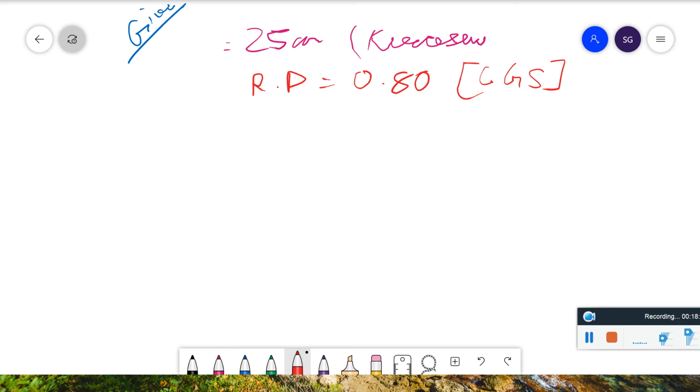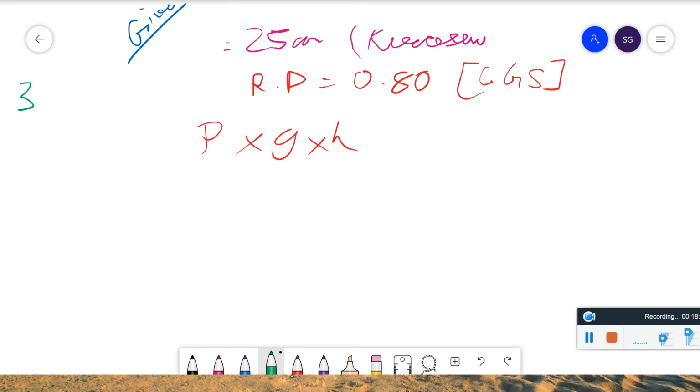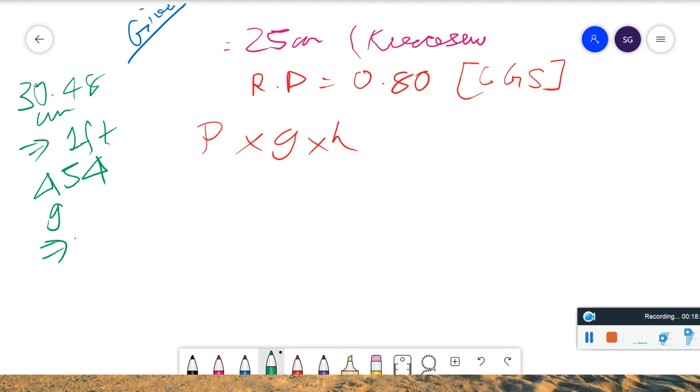Then it is rho GH. This is the given, and the relations that we know are 30.48 centimeter is equal to 1 feet, and one more thing, 454 grams is equal to 1 pound. This relation we know. For FPS, this relation is a must.